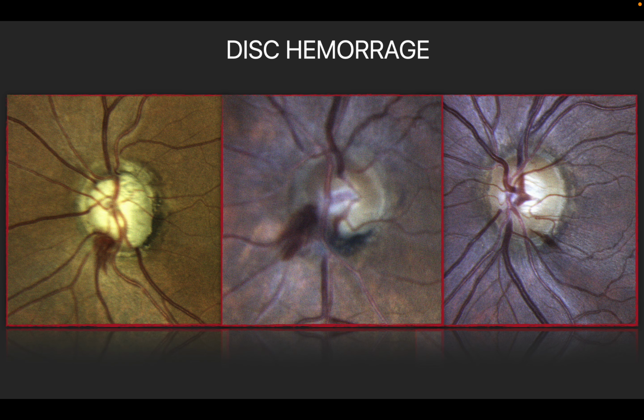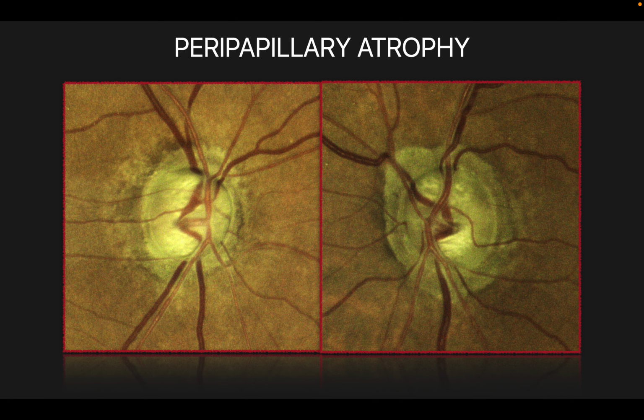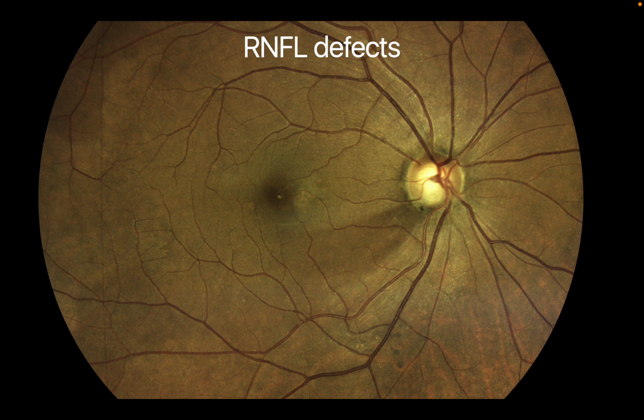The disc hemorrhages of various types. Also, on the follow-up, you can see that when the disc hemorrhage is absorbing, it leaves an RNFL damage. The peripapillary area is very easy to see in fundus photography compared with any clinical drawing method. RNFL defects can be documented much better by fundus photography than by clinical drawing.